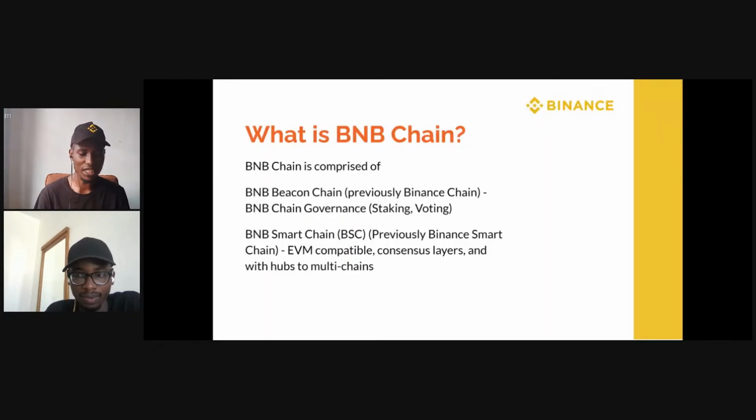So what is BNB chain in essence? BNB chain is comprised of the BNB Beacon chain, which was previously Binance chain and is used for BNB chain governance, staking, and voting, and the BNB Smart Chain, which is BSC. To see this, you can go to your Trust Wallet and search for BNB. You'll be provided with two versions: the BNB Smart Chain and the BNB Beacon chain, which are BEP20 and BEP2.